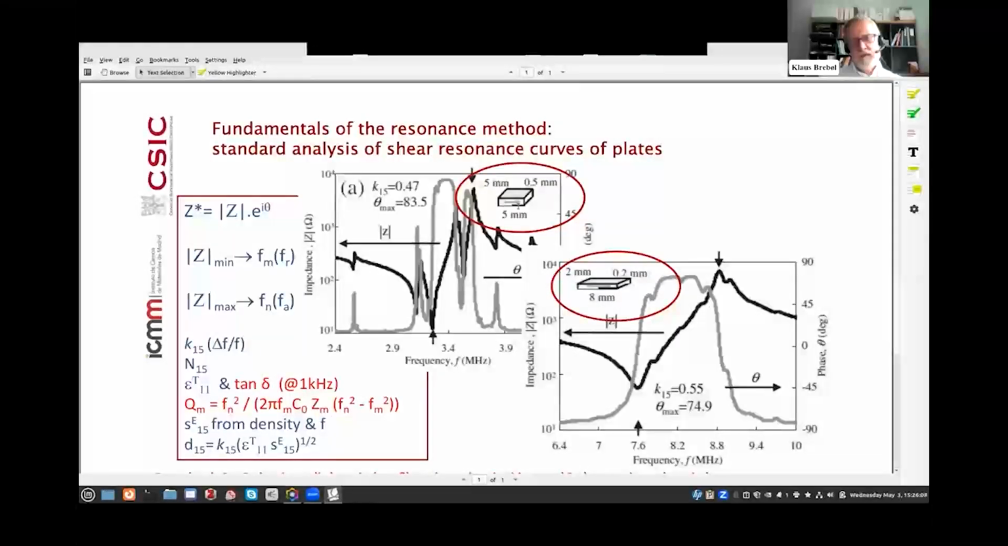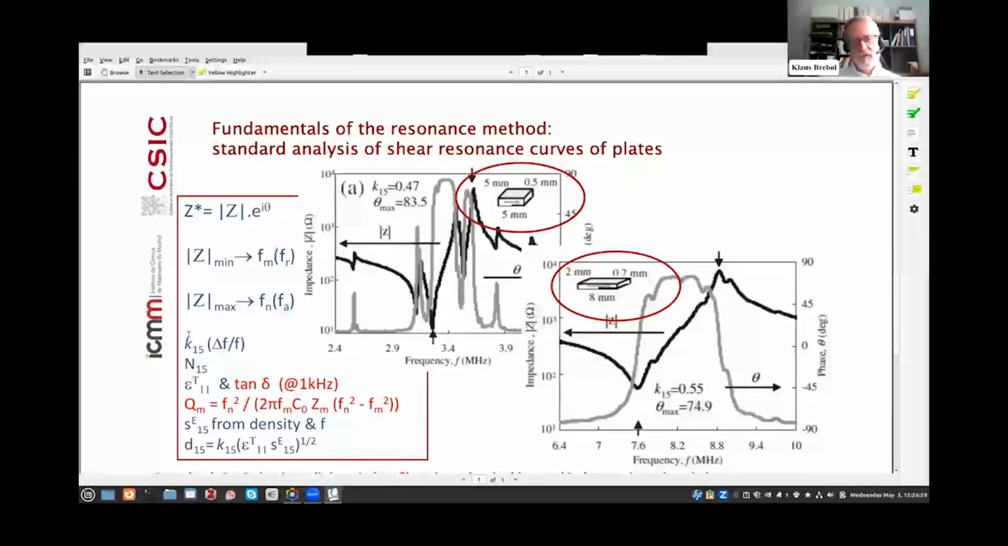The shear characterization is done using, of course, a shear resonator. And this is being poled lengthwise, and we have electrodes on the two major surfaces. Here you can see a measured impedance plot, and it's obvious that we have several spurious modes here.